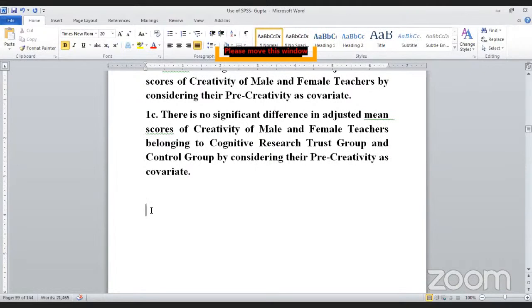Then I am going to the SPSS. I have the data. I will analyze and then bring the results and write the interpretation. So any question you want to ask? I'm waiting for your question.